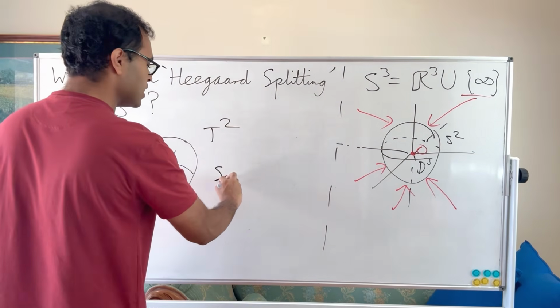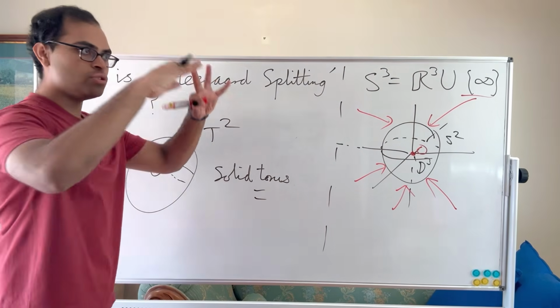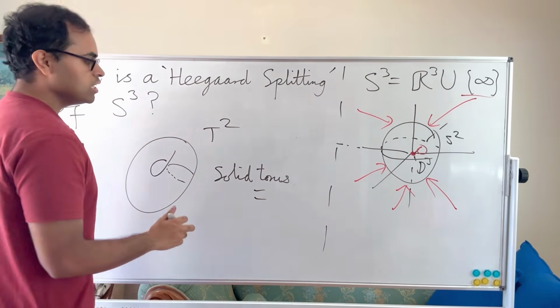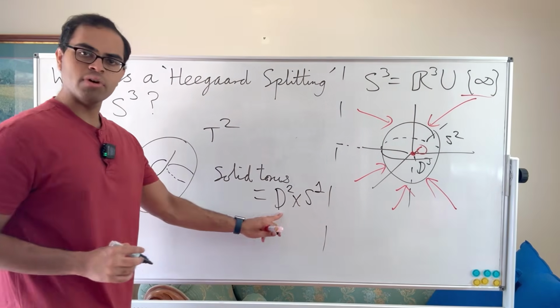The solid torus is actually just the filled in torus. It's just like the two-dimensional sphere is filled in to be a ball. The solid torus is actually what we call D2 cross S1. And you may wonder why, what's going on here?